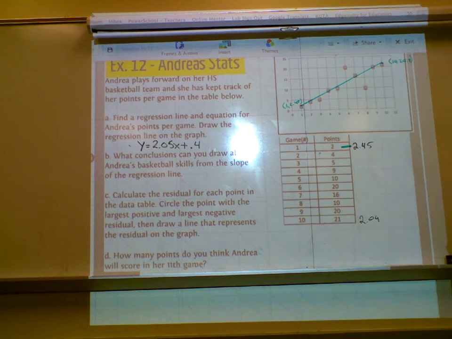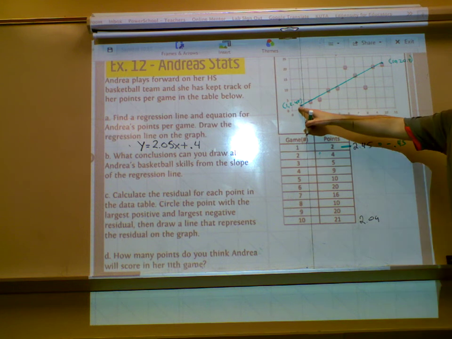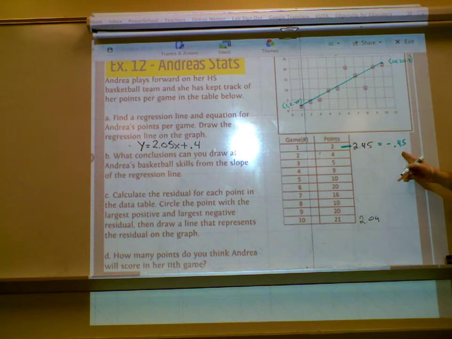So 2 minus 2.45, what does that equal? Negative 4.5. Ooh, close. Negative 0.45. And if we look at this dot, I know it's a big dot, but that dot's just a little bit below the line, right? Is this a big residual or a small residual? Small. It's a small error, right? There's only a small difference between the actual and predicted.